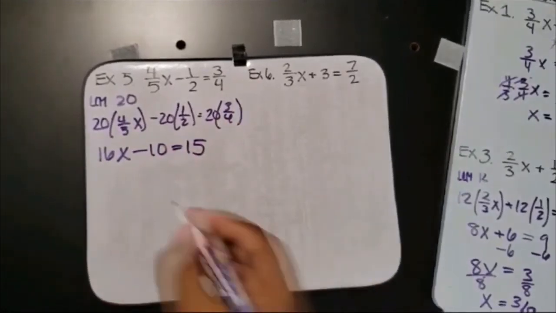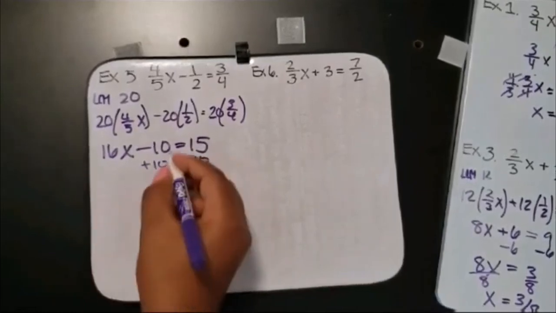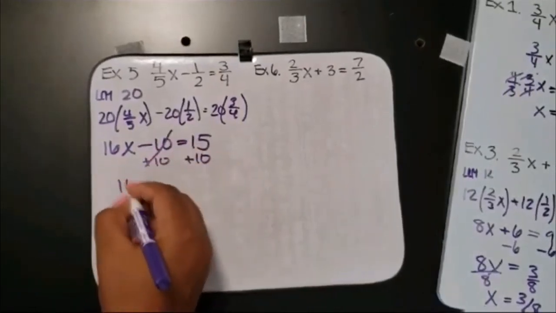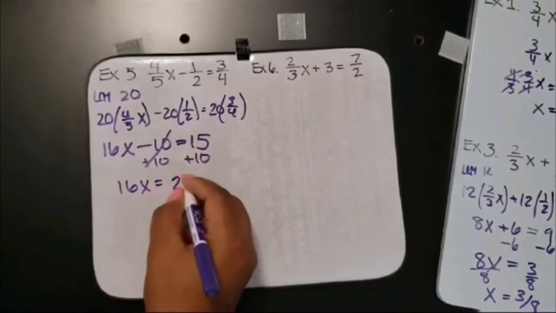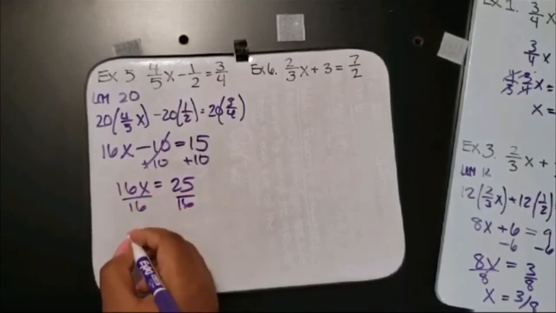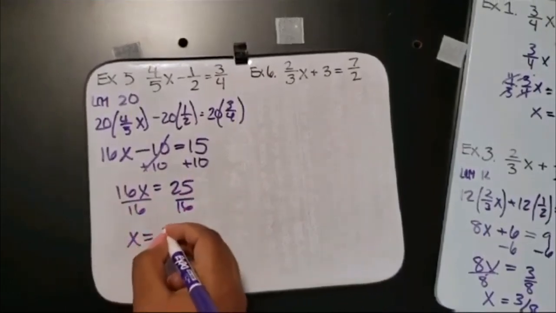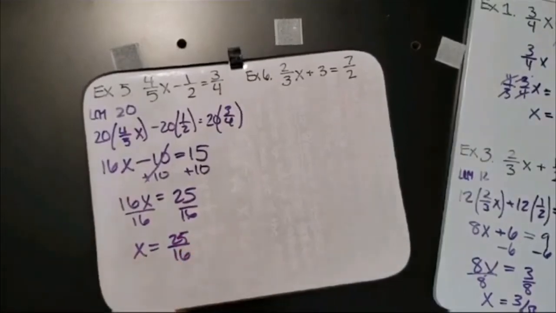From here, easy peasy, plus 10 on both sides. We got 16x equals 25. Divide by 16 on both sides. So x equals 25 over 16.